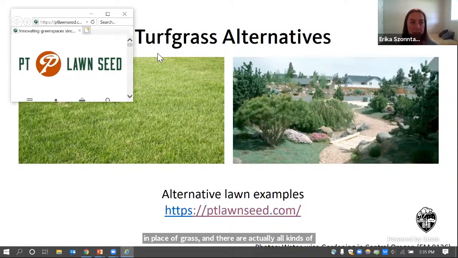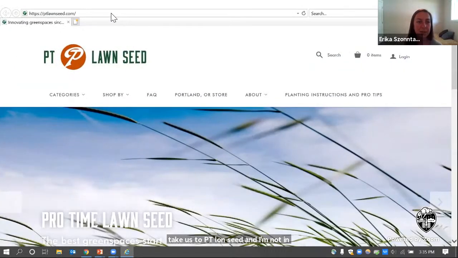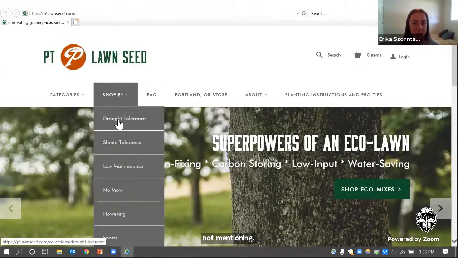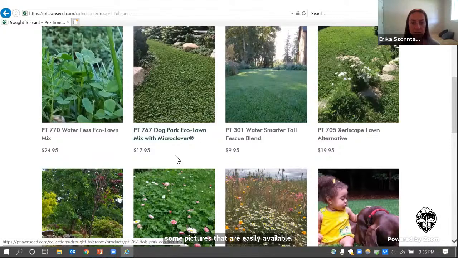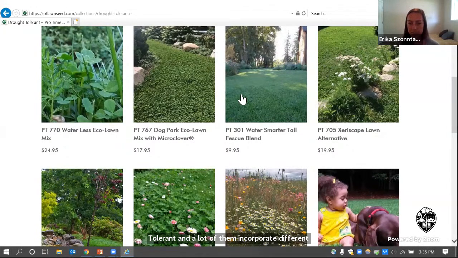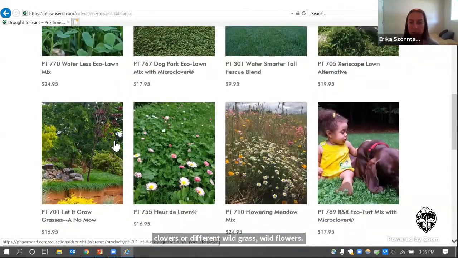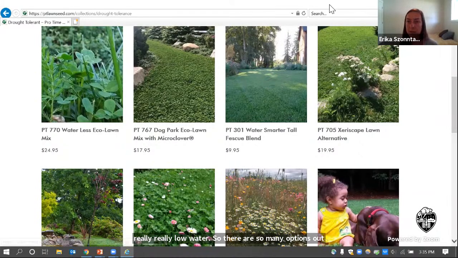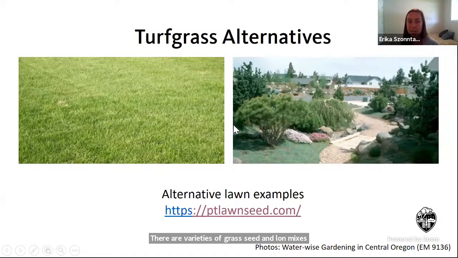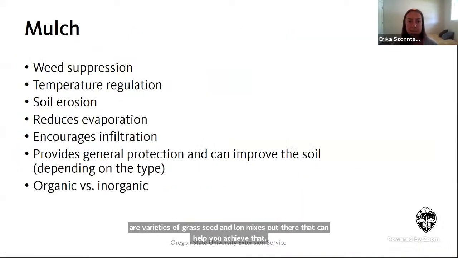And I'm just going to take us to PT Lawn Seed, and I'm not endorsing this company or criticizing those which I'm not mentioning. I just like to show these folks because they have some pictures that are easily available. But you can see that all of these mixes here are drought tolerant, and a lot of them incorporate different clovers or different wildflowers. There are some that are no-mow, and a lot of these take really, really low water. So there are so many options out there if you really like that classic green lawn look. There are varieties of grass seed and lawn mixes out there that can help you achieve that, but also using less water at the same time.